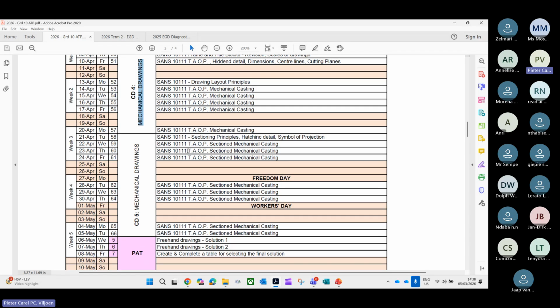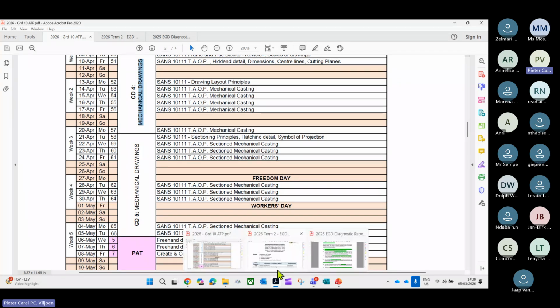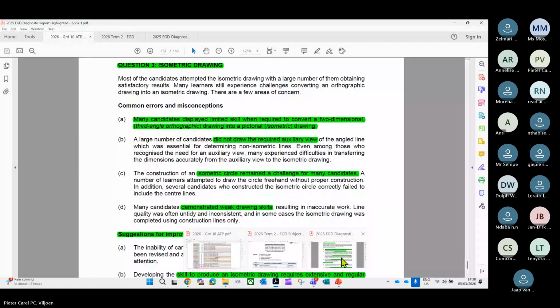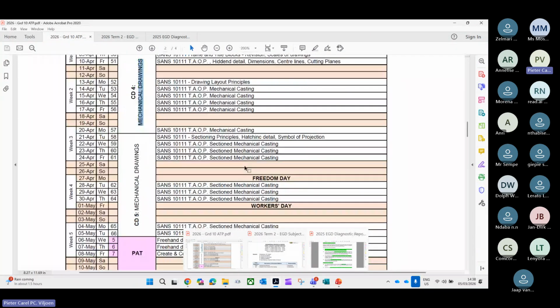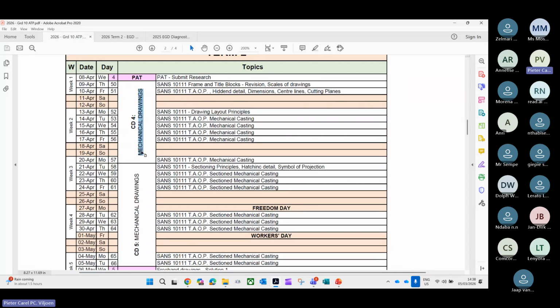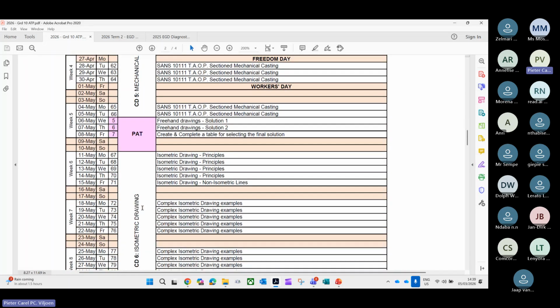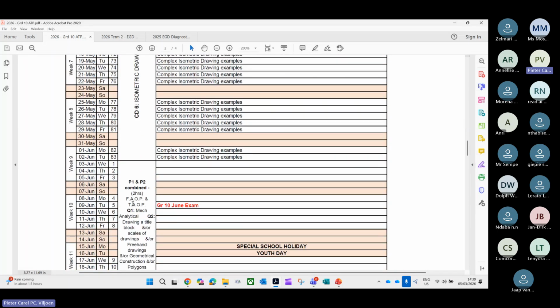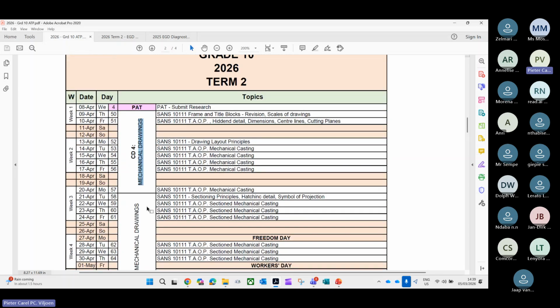And then if you start reading through the reports of the external moderator and examiner, you clearly see that there's a lot of information that comes from the grade 10 content itself. All right, so this is for next term. It will be mechanical analytical, it will be mechanical, and it rolls down to isometric drawing. So I'm going to focus on these three topics.